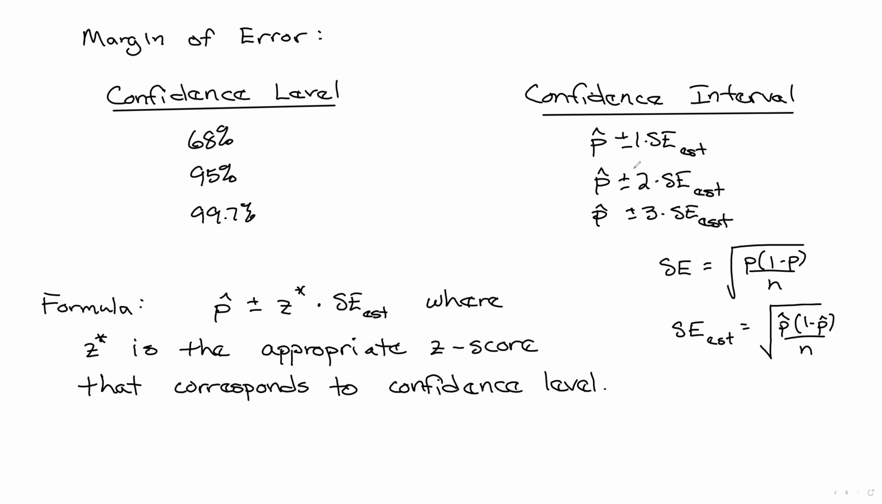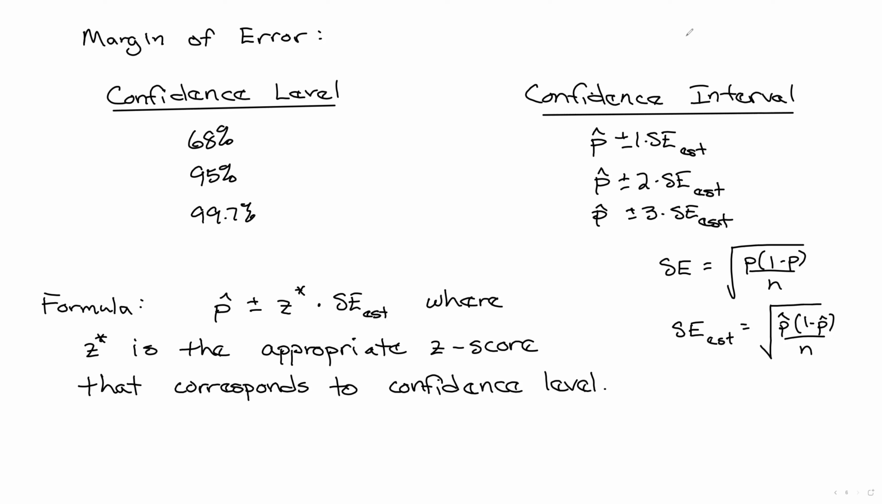You might ask, what does this have to do with margin of error? This is the margin of error here. It's the thing that differs as the confidence level changes. It tells you how much standard error to use, like how wide an interval you should have around p hat. So the width of that interval depends upon the confidence level. And that's what the formula is for this.